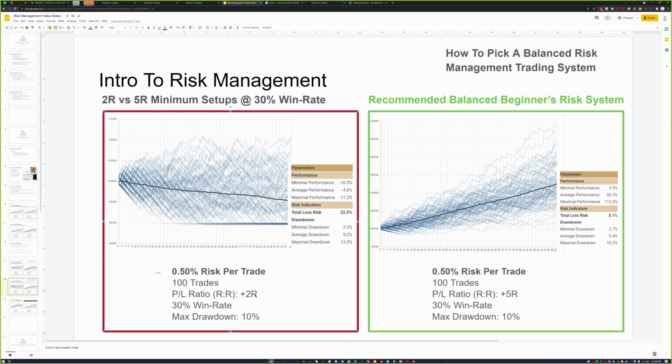Whereas if it's 2R, obviously we don't trade a system that has such low R, right? Though there are people that do it, there's nothing wrong with their system, right? They would have to adjust the variables a bit and obviously win at a higher rate in order to make this a profitable system in the long term and not have this huge risk of ruin, right?